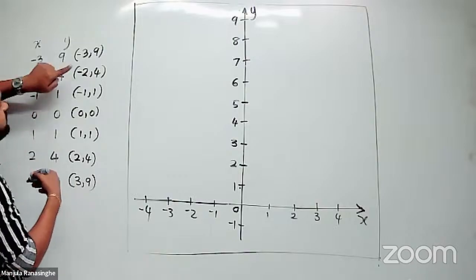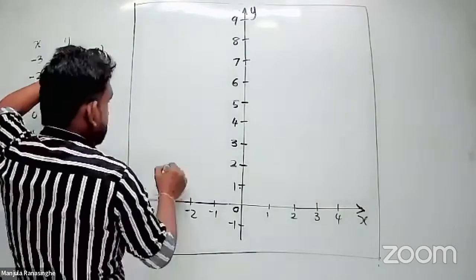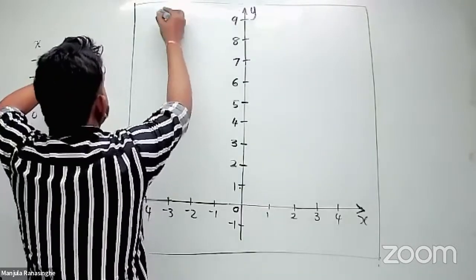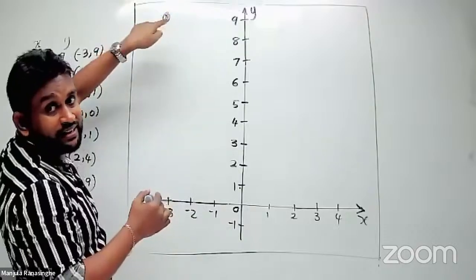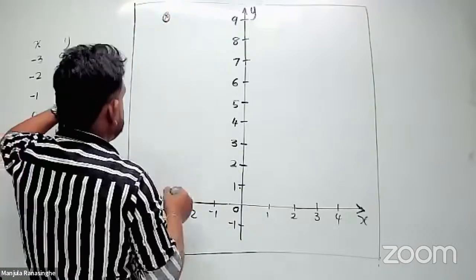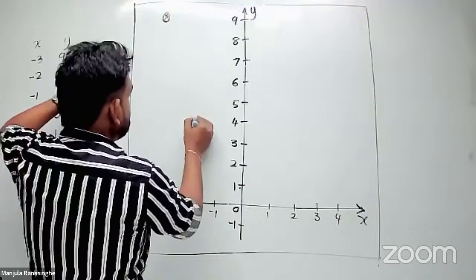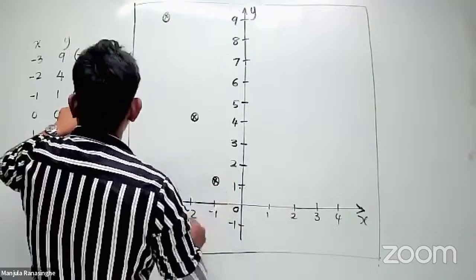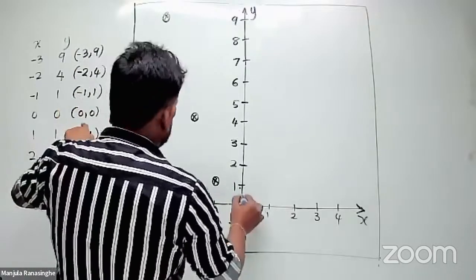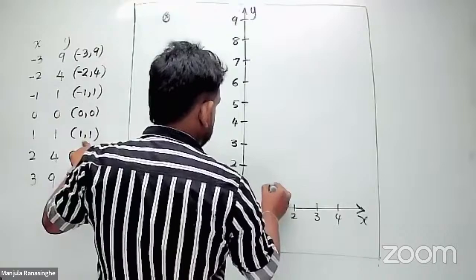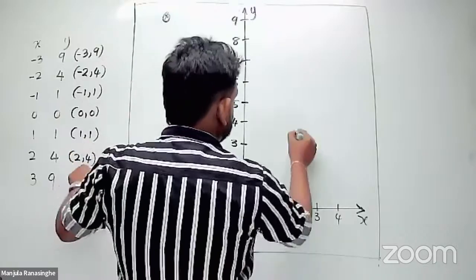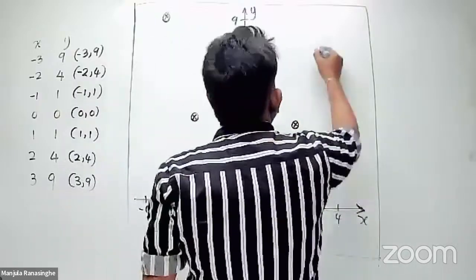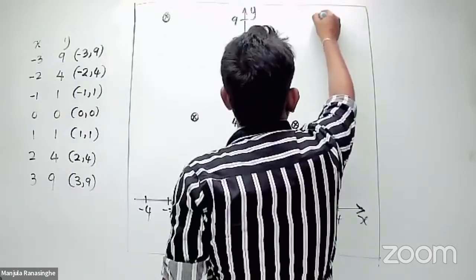Now plot the coordinates. (-3, 9). X = -3, y = 9. So you have the grid line. Cross mark it and encircle it a bit. Then (-2, 4). This is the coordinate. Then (-1, 1). This is the coordinate. Then (0, 0). Then (1, 1). And then (2, 4). And then (3, 9). Okay, so these are the coordinates.